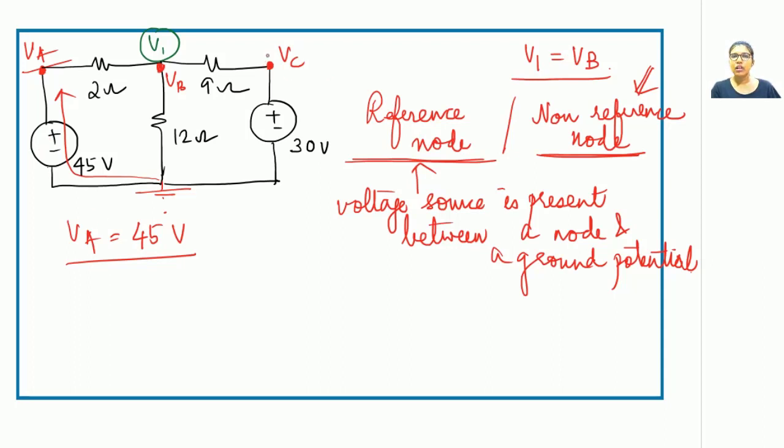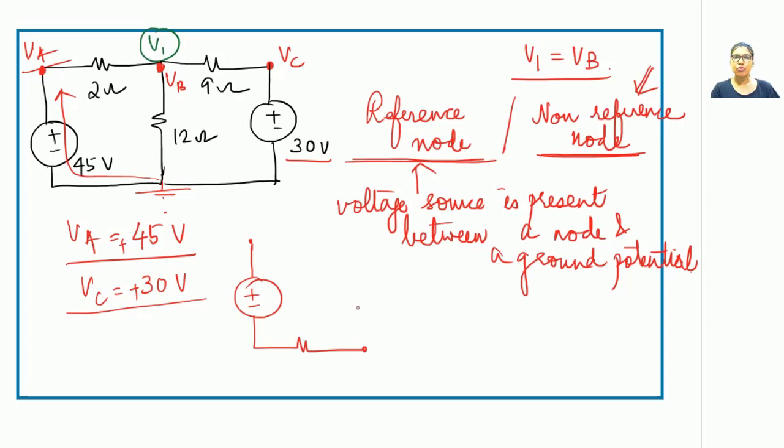Now look at this other node, that is VC. Is VC a reference node? Yes, because there is a voltage source of 30 volts connected between VC and ground. So this is again one of the reference nodes. So according to the reference node definition, VC will also be equal to plus 30 volts. Now there is one more important thing. The definition clearly says that for a node to become a reference node, there should be a voltage source present between a node and a ground potential. Now let me redraw the circuit in a different manner. I have drawn the same circuit and I am drawing just a part of the circuit.